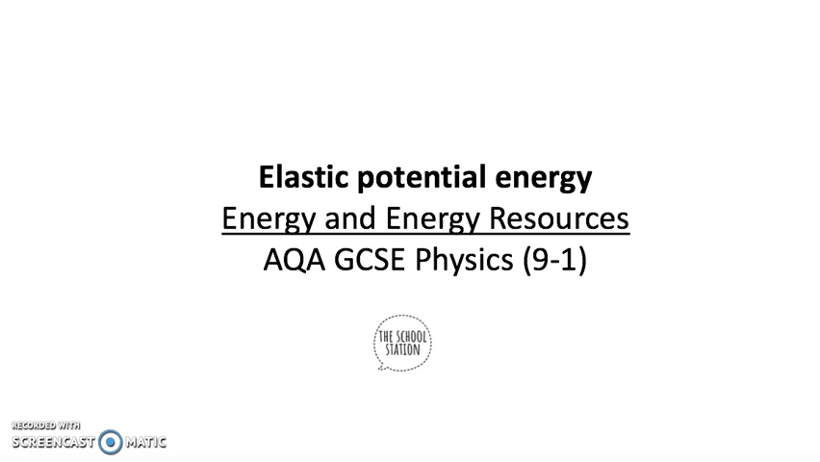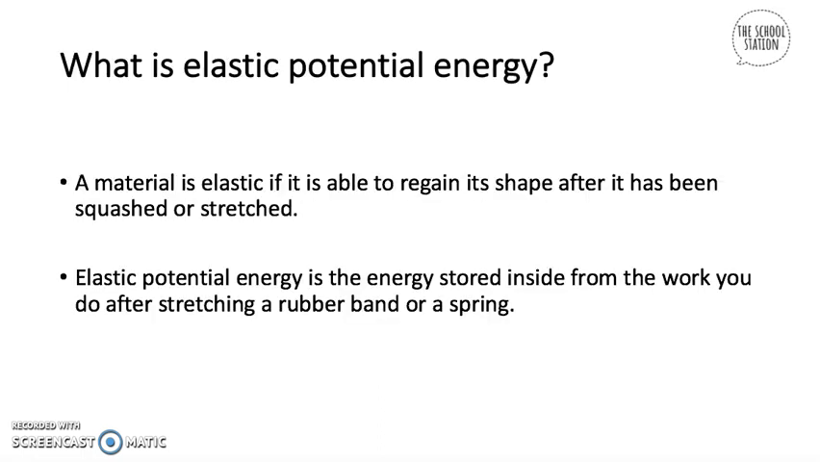Before we get started, we actually have to understand what elastic potential energy is. Elastic potential energy is basically the energy that is stored when a material is elastic. Any material is elastic if it is able to regain its shape after it has been squashed or stretched. For example, if you have a rubber band and you stretch it and it goes back to its original shape, then you will know that it is elastic, because it is able to regain its shape after it's been squashed or stretched.